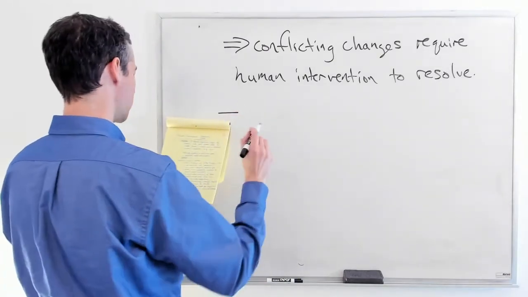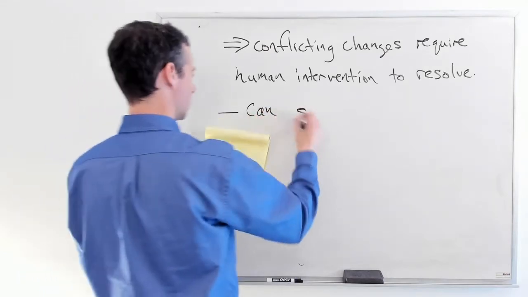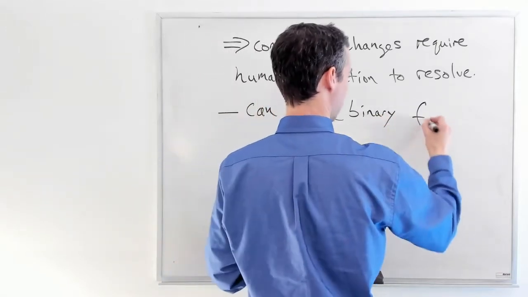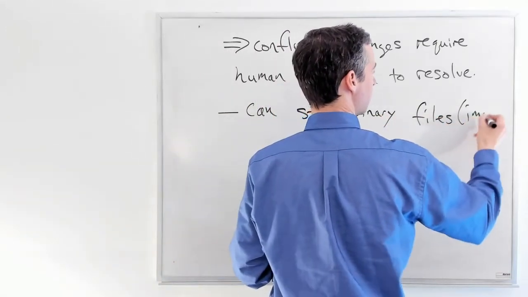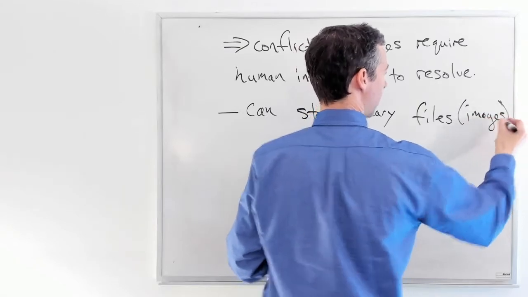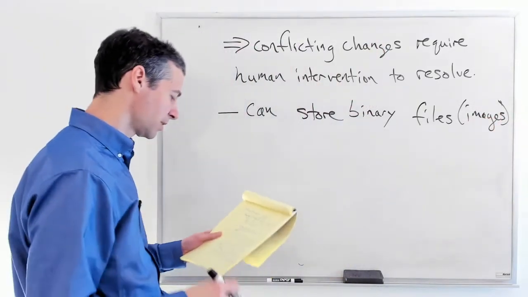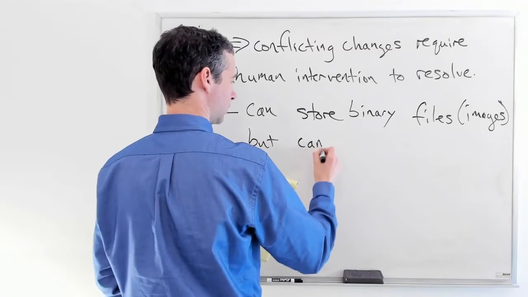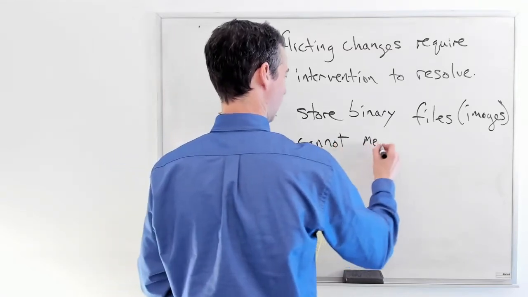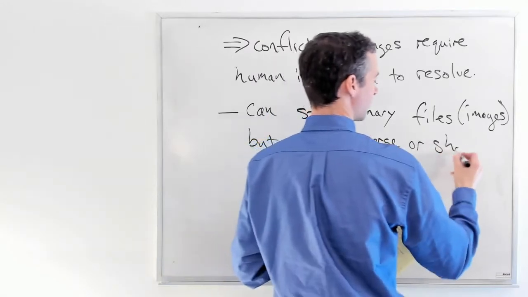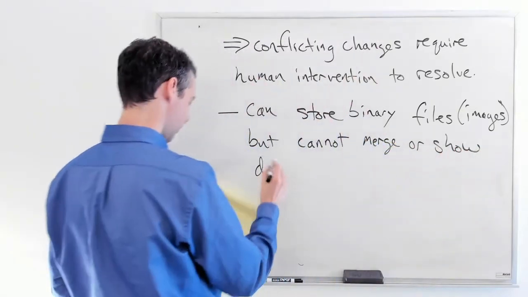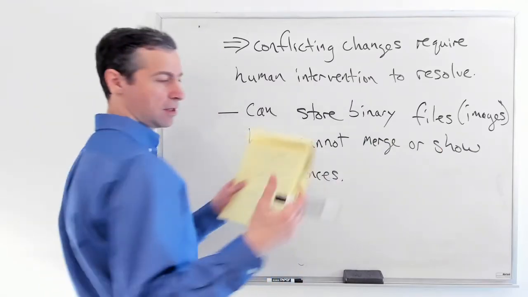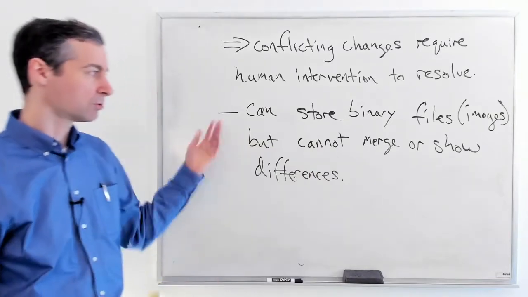All right, now these systems can, just so you know, they can store binary files. The biggest one that you would want would be images. So you're going to build a web app. It's really nice occasionally to have some images in it. But these systems cannot, they don't know how to merge them, okay? Or even show differences, okay? These systems are designed for source code. They're designed for plain text files that they can figure out how to merge. They can show you differences between them.